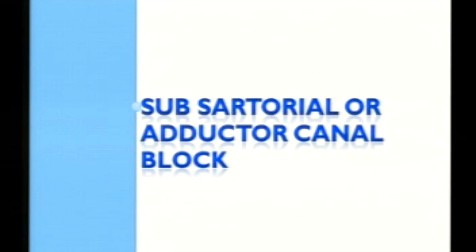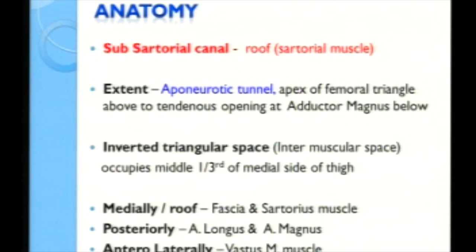And these two blocks are very important from that point of view. First of all, the anatomy of the adductor canal. It is also known as subsartorial canal or Hunter's canal, and it is basically called subsartorial canal because the roof is formed by the sartorius muscle.